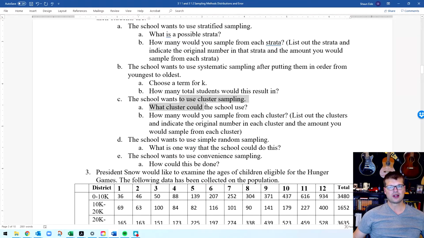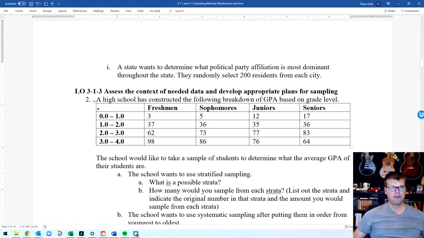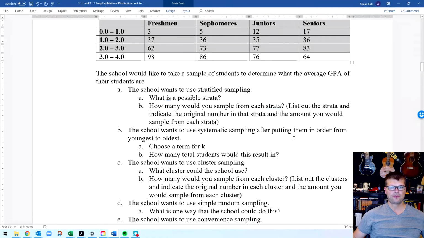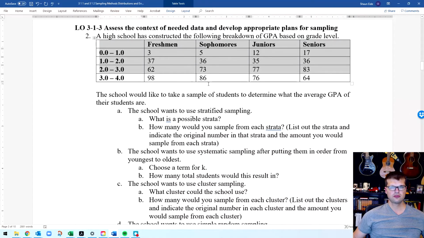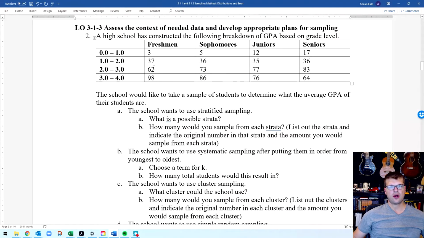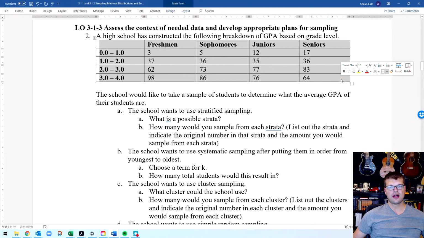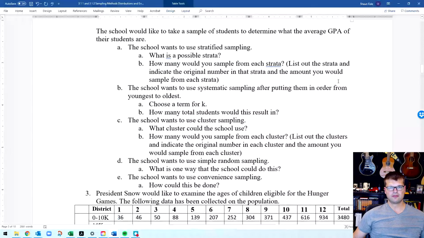Okay, so then the school wants to cluster samples based on what's here. There is one thing in here that is naturally occurring that could be considered clusters. In other words, the students are clustered into groups already. How are they clustered into groups? And then how many do you think that you would sample from each one? Then the school wants to use simple random sampling. What's one method, or just give me a scenario of how you could do that? Then the school wants to use convenience sampling. How could this be done?